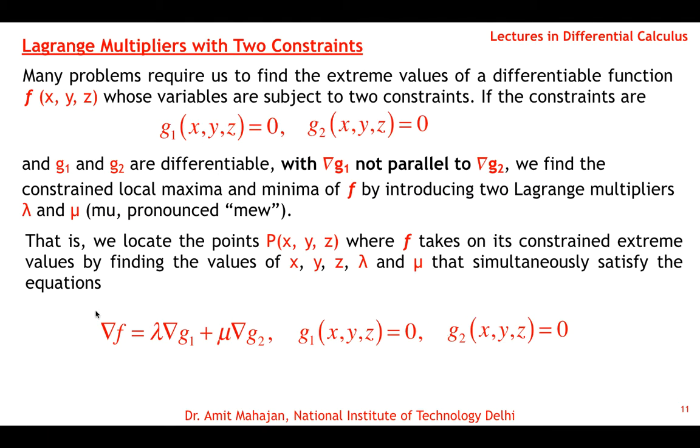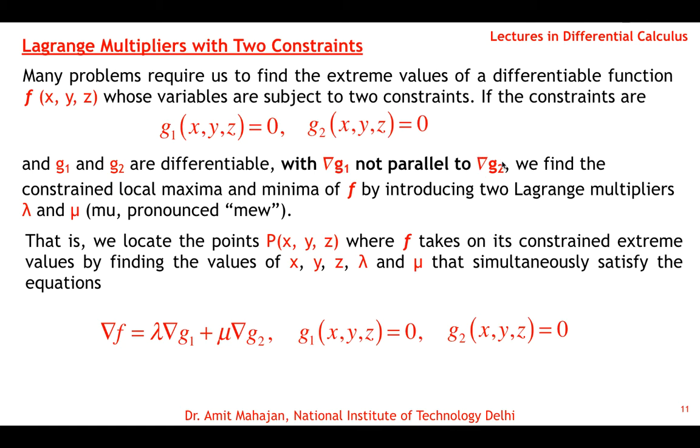One is this, that the gradient of f equals lambda times gradient g1 plus mu times gradient g2, and these two are the constraint conditions. If the function is of three variables, this will give three equations, and these two equations, so a total of five equations in five variables x, y, z, lambda and mu. And gradient g1 is not parallel to gradient g2.